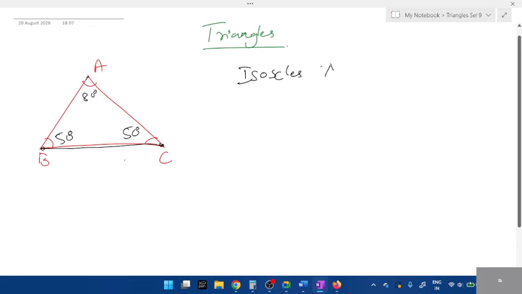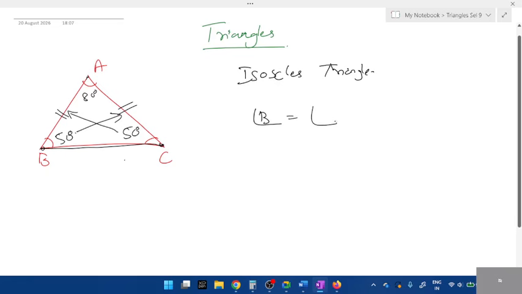Isosceles triangle. So what is an isosceles triangle, students? Any two angles should be equal. So if any two angles are equal, their opposite sides also will be equal. Which is the opposite side to B? AC. Which is opposite to C? AB. Now tell me, which two angles are equal?